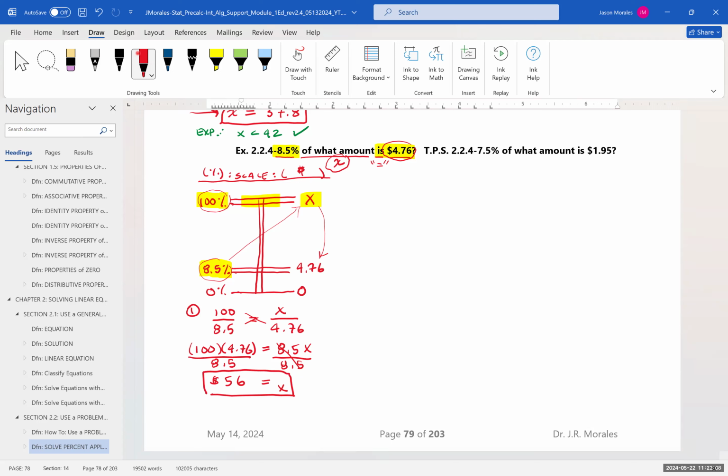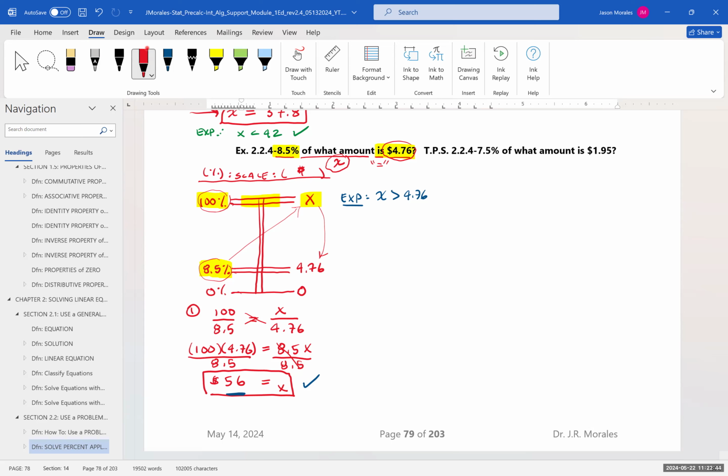Okay. So I kind of went out of turn a little bit here. Part of solving these problems is setting up expectations. And I think it would be clear that our expectation is that x should be greater than 4.76. That's one of the expectations. So clearly, $56 is greater than $4.76. So that does satisfy our expectation there.